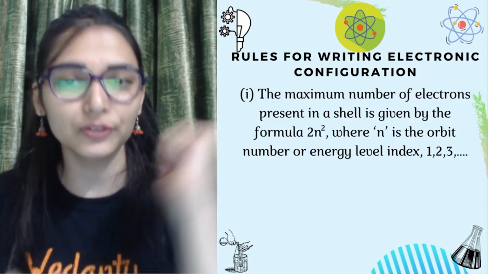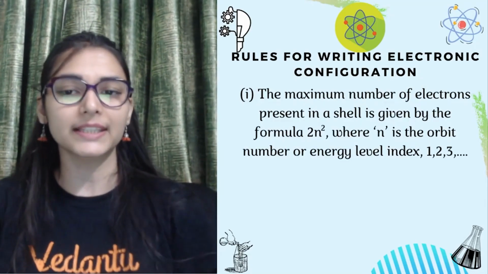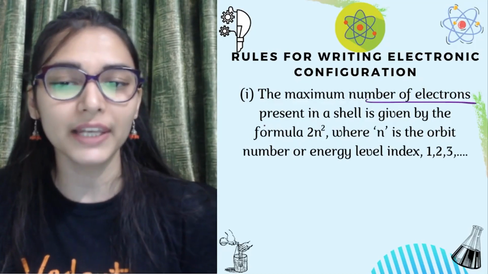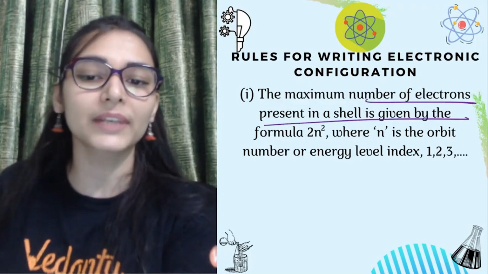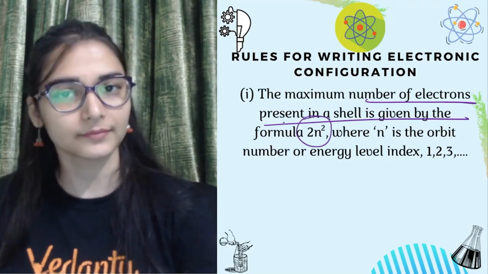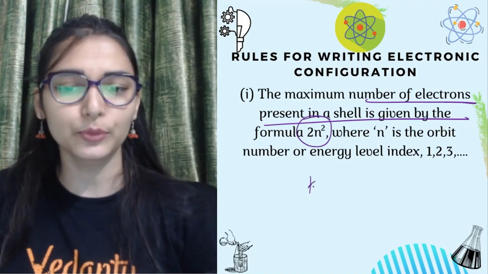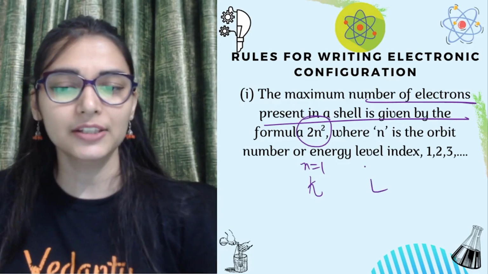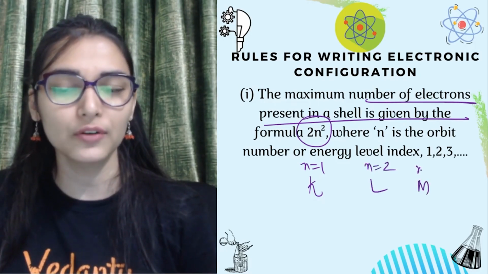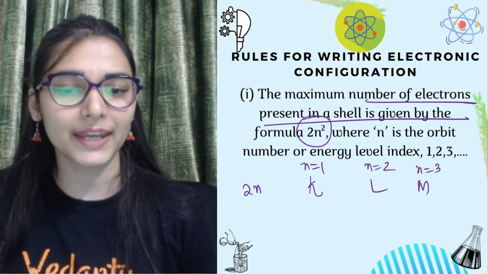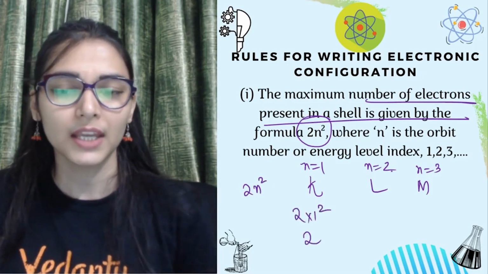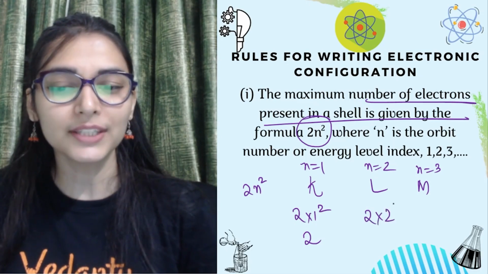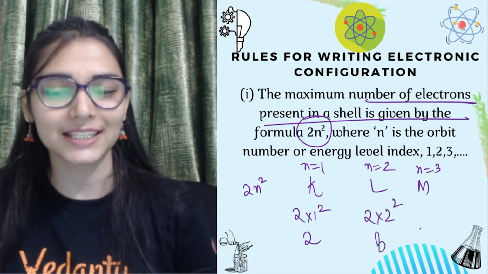And for this there are three basic rules. The first rule is that the maximum number of electrons which can be present in a shell is given by the formula 2n square. The maximum electrons that I can put in the K shell, L shell, M shell: look, 2n square. The n value is 1, so 2 into 1 square, that would be 2. The n value is 2, 2 into 2 square, that would be 8.